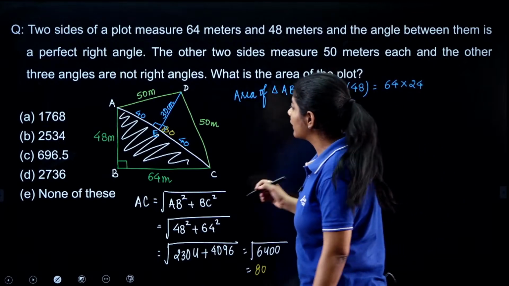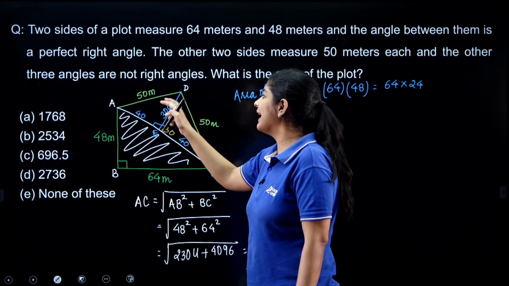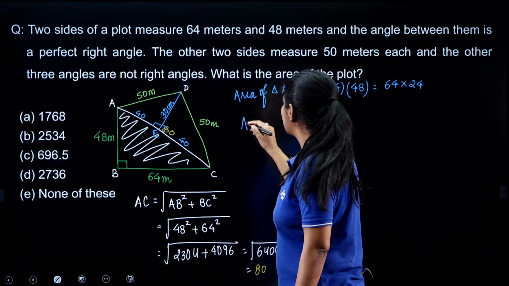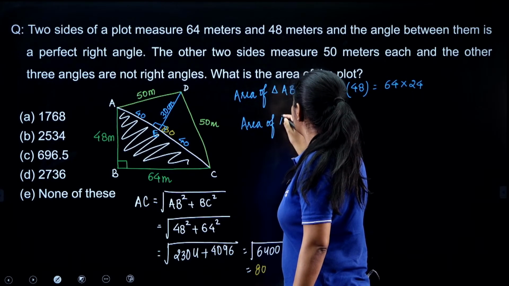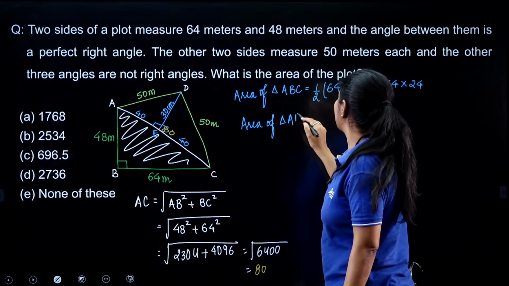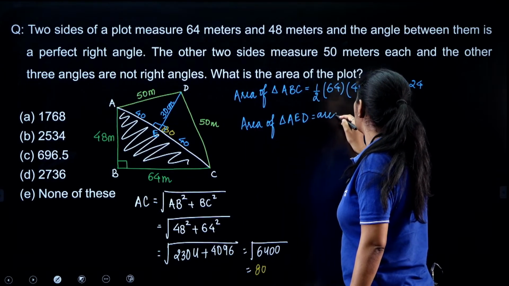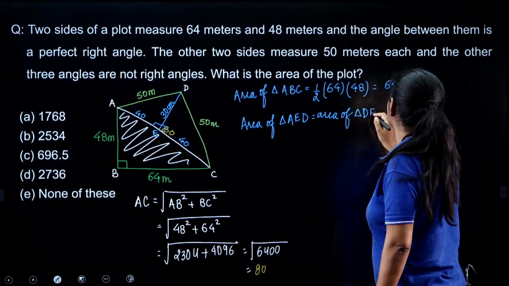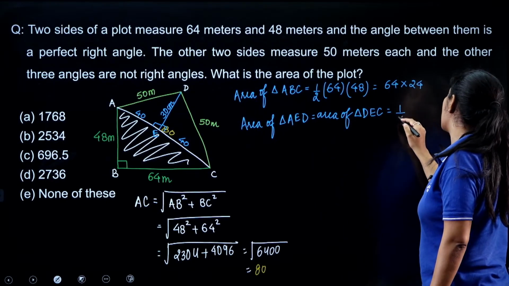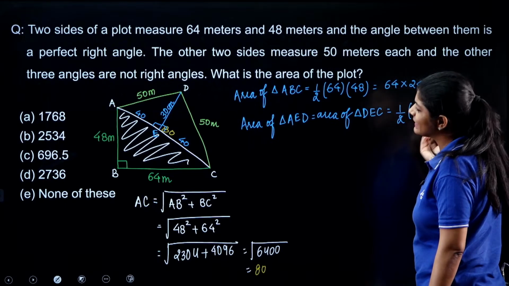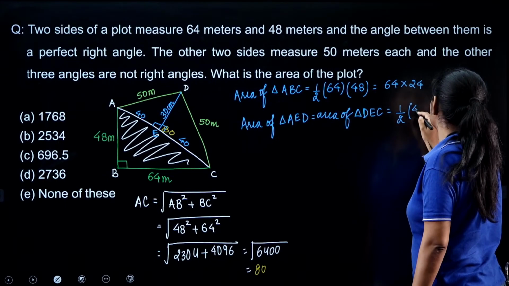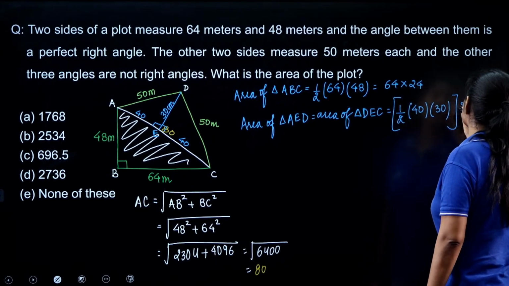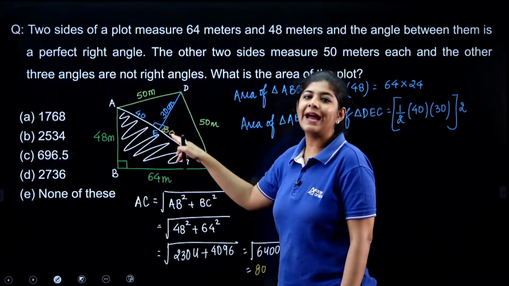Now in the second one, what we have to do? We have to find out the area of this one, and the area of AED and DEC are equal. We can say that area of triangle AED is equal to the area of triangle DEC, and that can be calculated as half into base, that is nothing but equal to 40 into 30, and we need to multiply it by 2 because we are calculating the area for both at the same time.